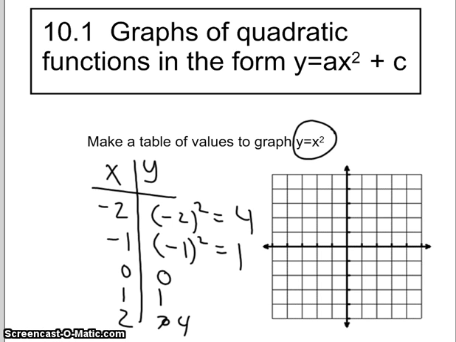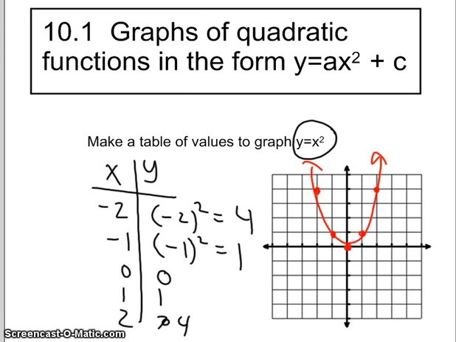So let's go ahead and plot these 5 ordered pairs and see what we get. What we're going to have is a U-shaped graph. If I go ahead and connect these points with a smooth curve, I get a U-shaped graph that opens up.